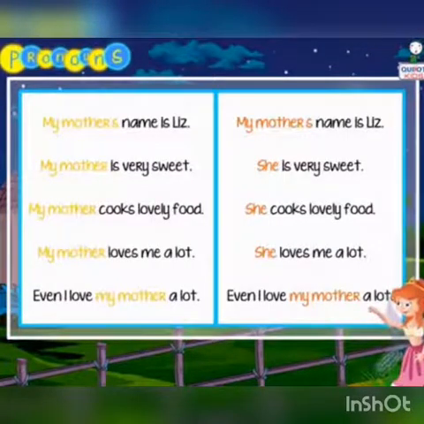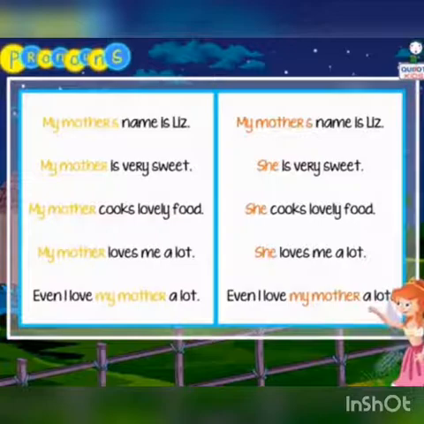Now here we are going to read the second paragraph. My mother's name is Liz. She is very sweet. She cooks lovely food. She loves me a lot. Even I love my mother a lot.